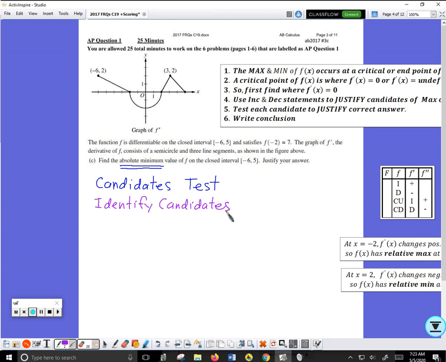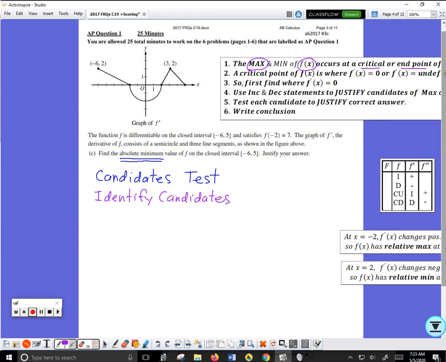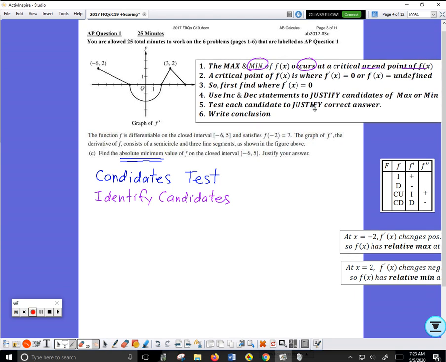That's what I've tried to outline here, that the max of F always occurs at a critical or end point of F. Let's move that box over. Critical or end point of F.